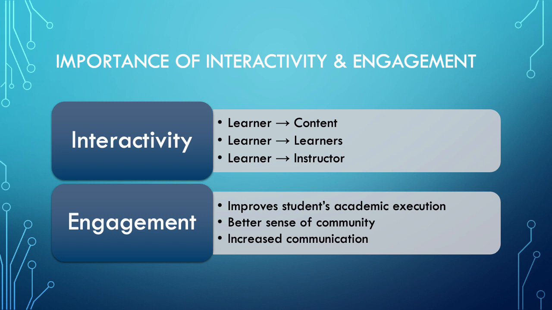Interactivity can happen with the learner and the content being presented, which has to do with the viewpoint of the learner. Interactivity can also be based around the learner with other learners and their communication. Finally, interactivity can happen with the learner and the instructor, in which the relationship between instructor and learner is one influencing factor on the successful attainment of learning outcomes.